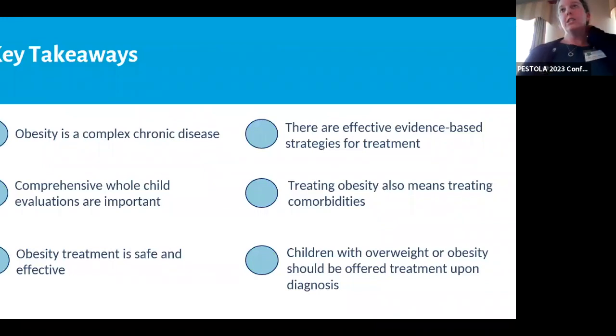So the takeaways are that obesity is a complex chronic disease, that comprehensive whole child evaluations are important, that there are effective evidence-based strategies for treatment that are safe and effective, and that treating obesity also means treating comorbidities, and children with overweight and obesity should be offered treatment right upon diagnosis.